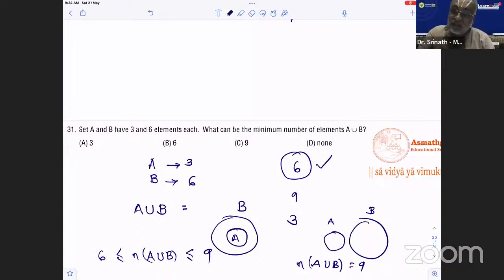So in this case, if A is contained completely in B, then A union B will have 6 elements of B. Okay, minimum number. Suppose A and B are disjoint, then these 3 elements and these 6 elements together will become 9. So the minimum answer is 6. B option is correct. Most of you have given the correct answer. Okay, let's go to the next one.